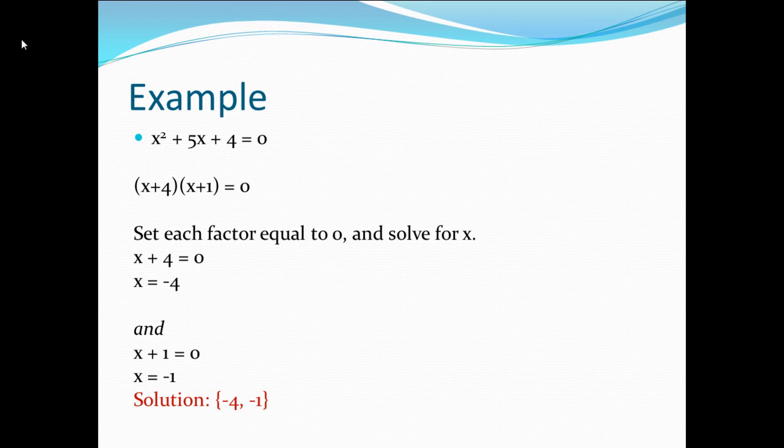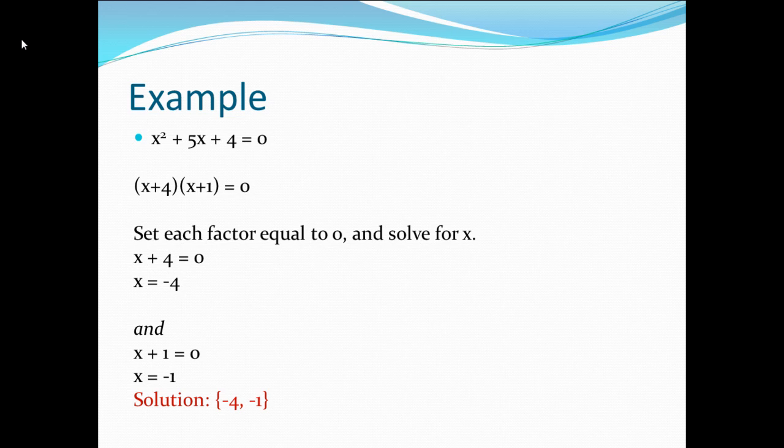Since the sign in front of the 4 is a positive, I know that the signs in my binomials will be the same. Since the sign in front of the 5x is a positive, I know that the signs in my binomials will both be positives. Then I need to look for factors of 4 that sum to give me a 5. Well, 2 and 2 give me 4, and that's not right. So I need to look at 4 and 1, and it turns out that 4 plus 1 is 5. So my quadratic will factor into the binomials x plus 4 times x plus 1, and that's set equal to 0.